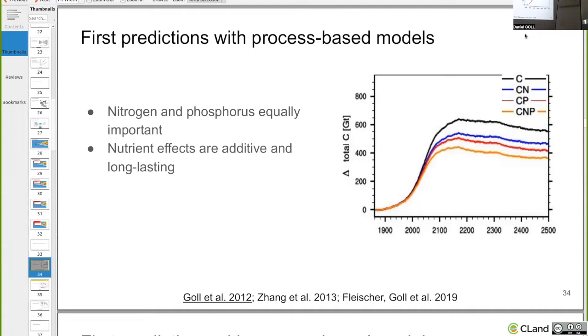And what we found is that the total land carbon storage under idealized simulations for a long period of time is much lower if you account for nitrogen or phosphorus, and if you account for both, the effects are rather additive. So this was the first time where it was shown that phosphorus constraints can be substantial. It's still highly uncertain at this point of time. And also that the effects are additive, so you cannot just include nitrogen and hope you get the overall nutrient effect, you should cover nitrogen and phosphorus.